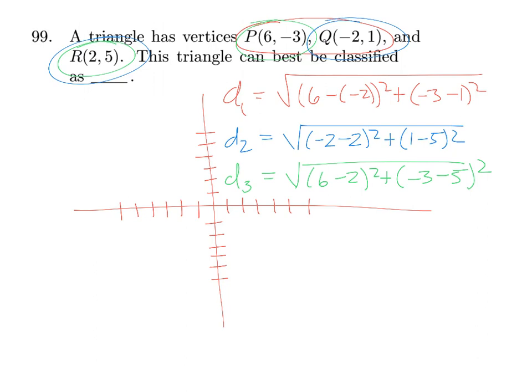All right, and as you're working these out, you're going to get two lengths that are the same, which means you have an isosceles triangle. All right, and that's all there is to this problem.